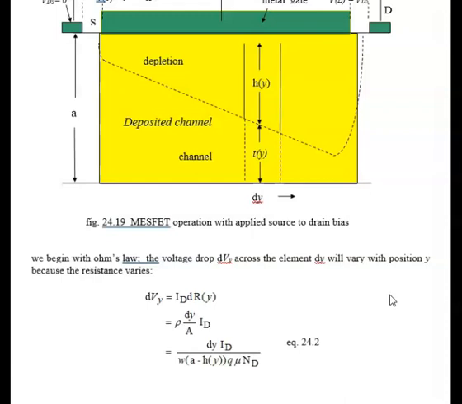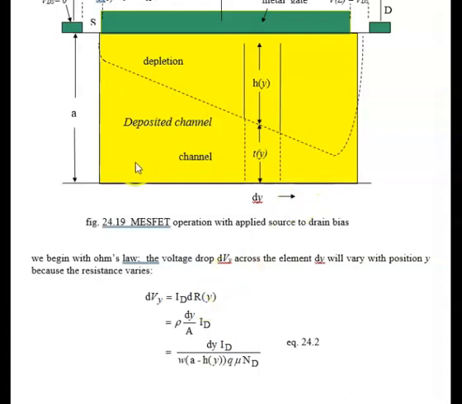So we'd like to know what the voltage variation is, specifically the channel voltage variation, as we go from the source to the drain. A is the complete deposited channel, and of course A is then equal to H, which is the depletion region width, plus the channel width. So equation 24.2 just states the fact that the current is constant. The current is not a function of Y.